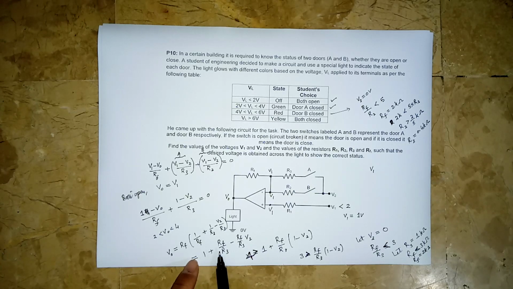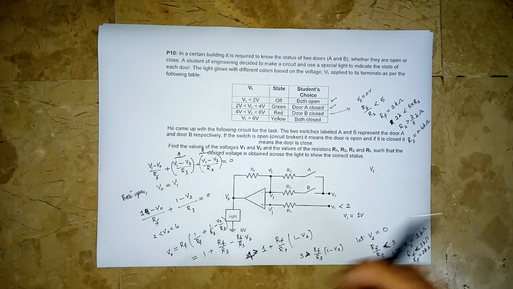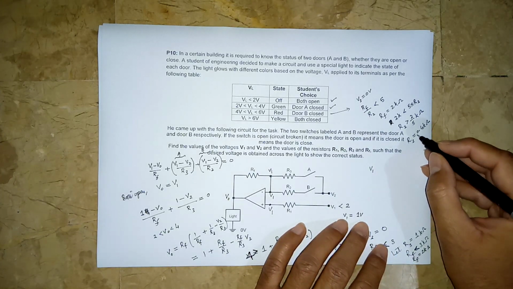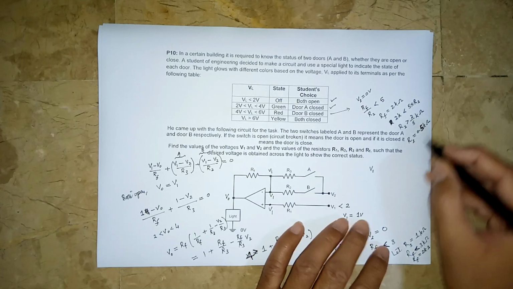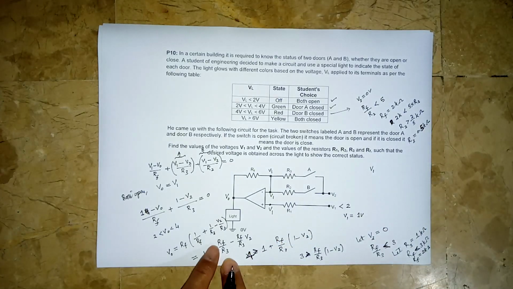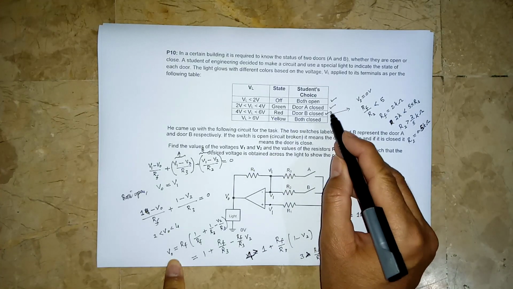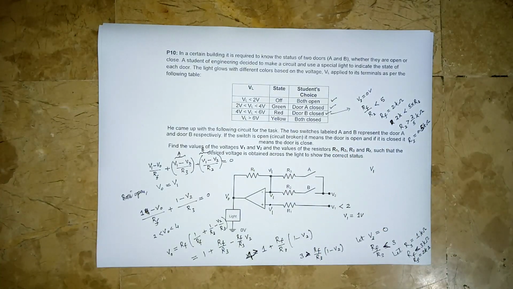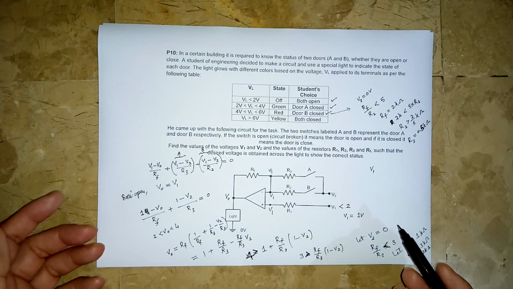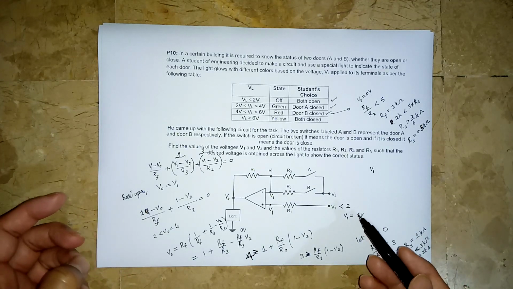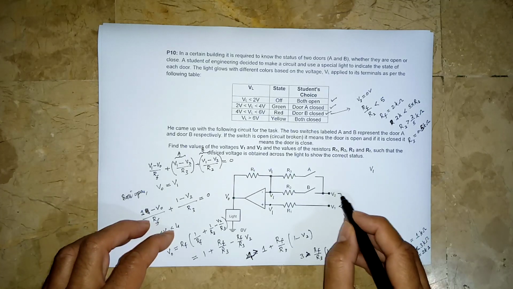So 1 plus 5, we are going to get 6. It must be greater than this, and greater than this means, let us say it is equal to 0.5 kilo ohm. So we can see that 2 over 0.5 will be 4, 4 plus 1 is 5 volts. So 5 volt is going to show that door B is closed. So when both close, now we have almost found the value of every resistor and the voltages as well.